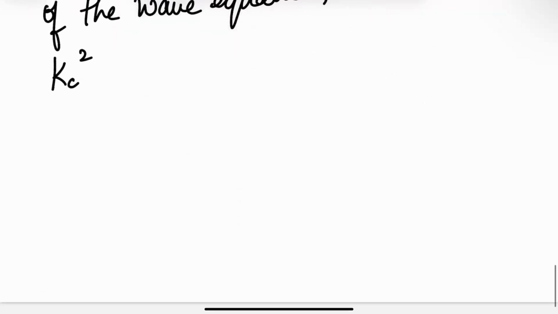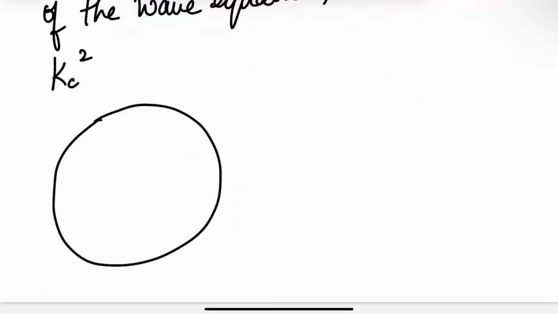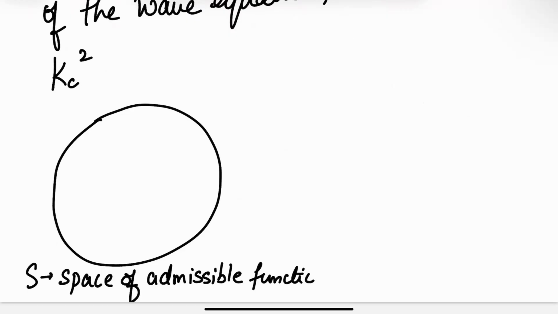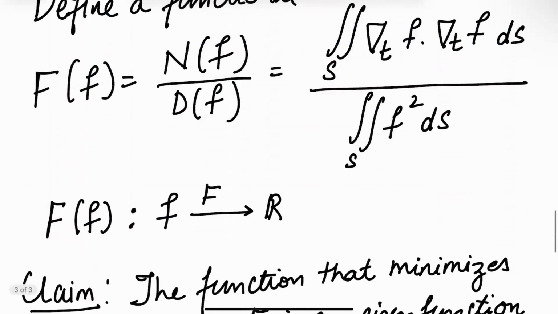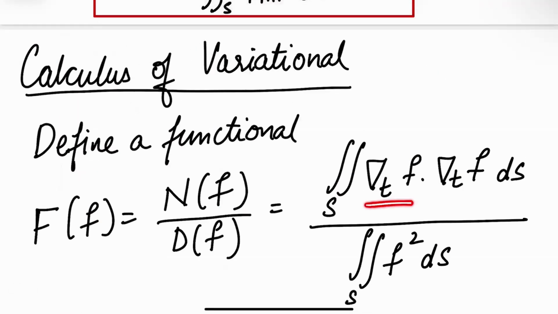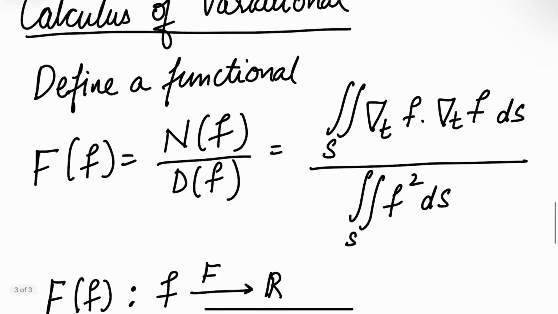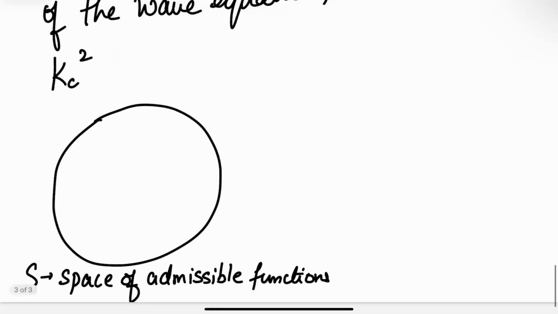I'm saying that I have this space of functions, which I'll call S. This is the space of admissible functions. What do I mean by admissible function? A function that is continuous and whose first derivative is also continuous. That has to be the case because I need to take gradients. In mathematical terms, that function space belongs to C1, but don't worry about that. It's basically a set of functions that are continuous and differentiable.